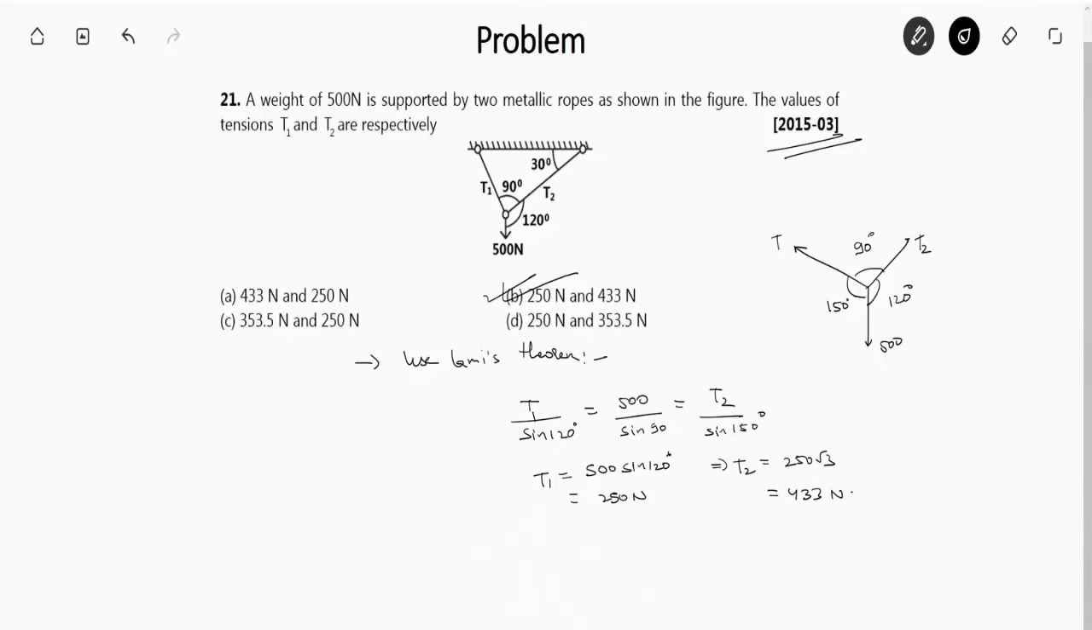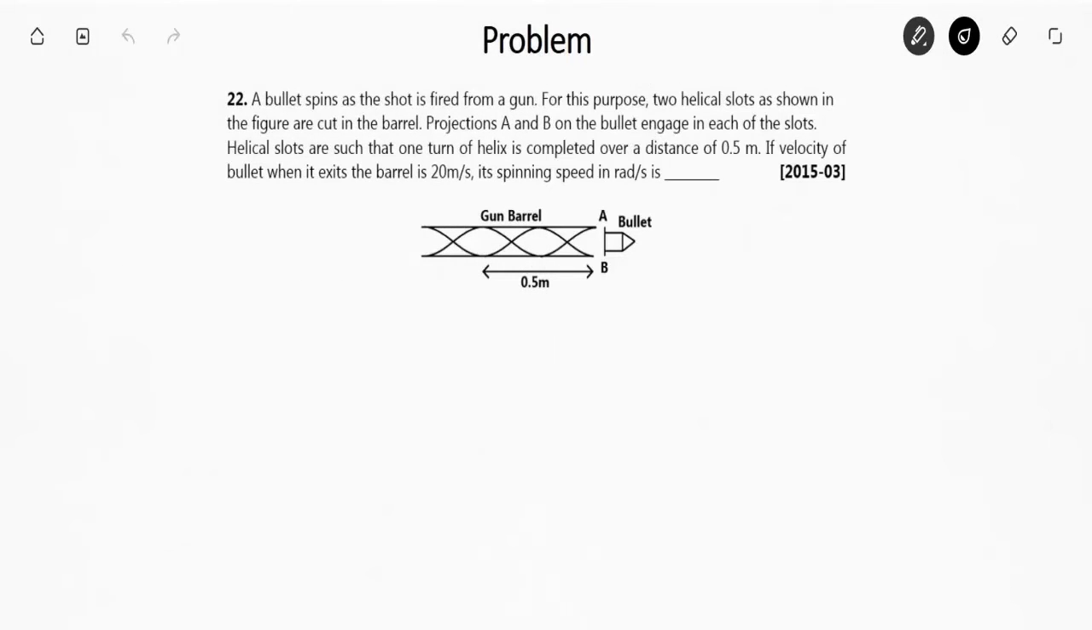Now moving to the next question. So this question is from GATE year 2015, set 3. So what the question is saying, a bullet spins as the shot is fired from a gun. For this purpose, two helical slots as shown in the figure are cut in the barrel. Projections A and B on the bullet engage in each of the slots. Helical slots are such that one turn of the helix is completed over a distance of 0.5 meter. The velocity of bullet when it exits the barrel is 20 meter per second. Its spinning speed in radian per second is what?